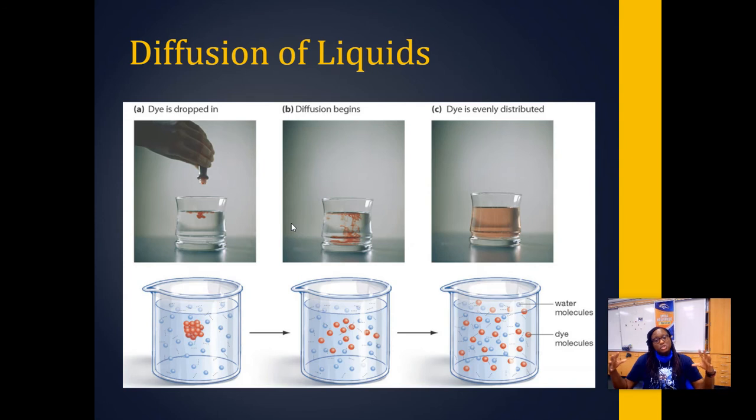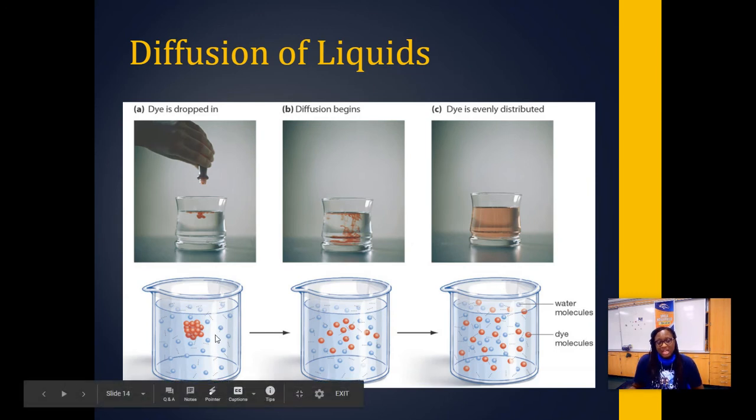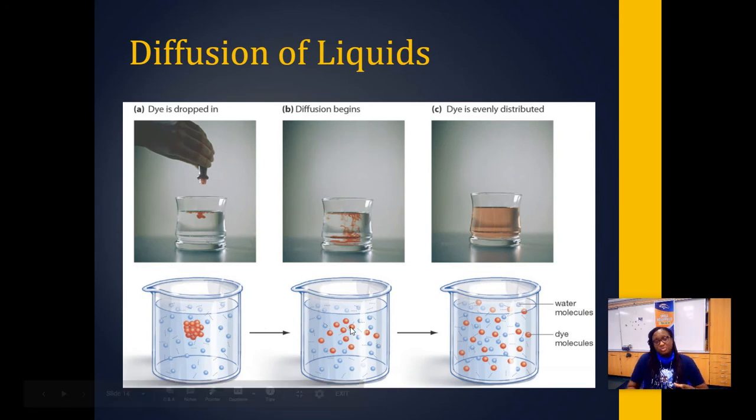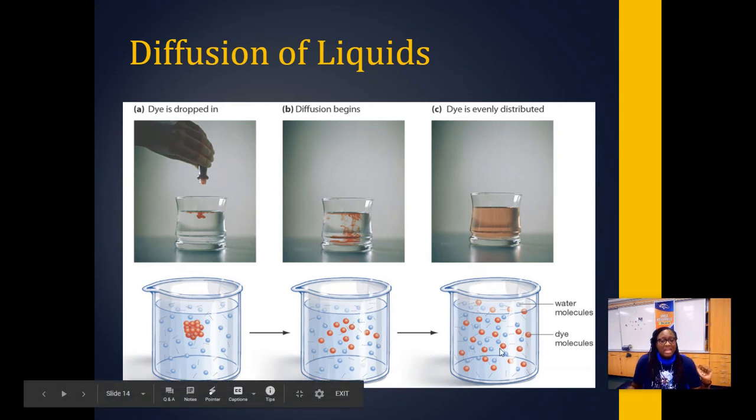And they continue to spread and move apart from one another until there's equal concentration of that solute throughout the entire glass. So you can see that here with the high concentration of that dye that was placed in there, it starts to diffuse or spread out, moving down that concentration gradient from a high concentration to a low concentration. And then it stops when everything is equal, when everything is evenly spread.